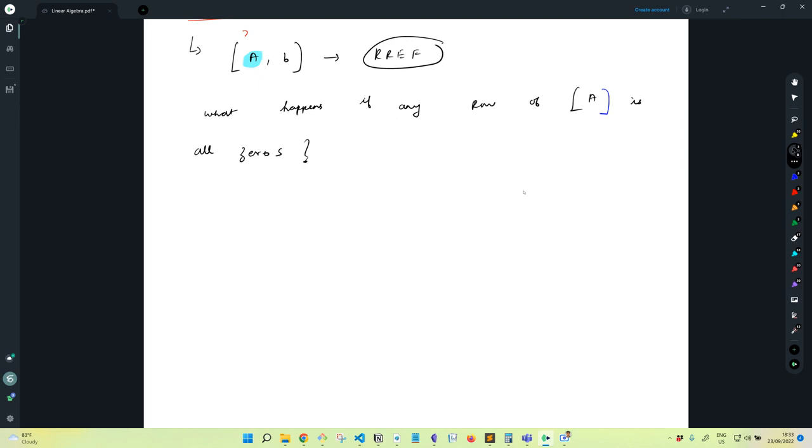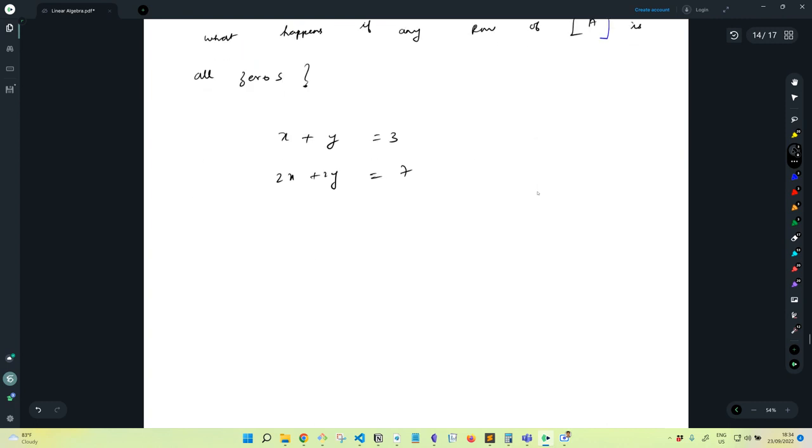Determinant will be zero. Now let me give a simple example where the determinant will go to zero. Let's assume you are given a system of equations. Let's say x plus y equals 3, 2x plus 2y equals 7.